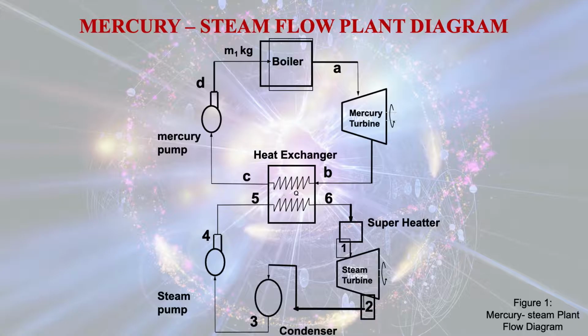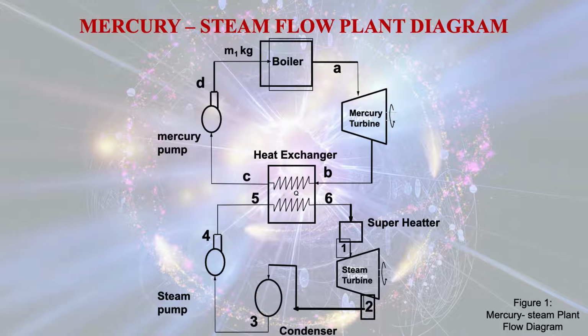This is the diagram for the mercury steam plant. Here you see m kg of mercury enters into the boiler. After that, it is being heated inside the boiler and we are getting the superheated mercury vapor, and at point A it is entering into the mercury turbine.